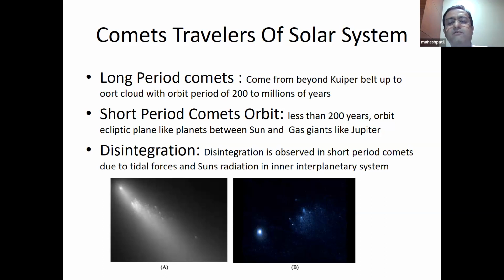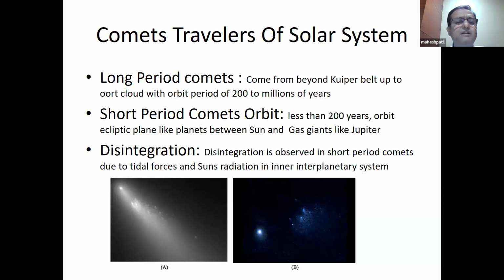They keep revolving within our inner interplanetary system, so they keep visiting us frequently. The classic example is Halley's comet, which visits us every 70 years. Some comets visit at regular intervals of 6 or 7 years. They keep revolving around orbits of Jupiter, Neptune, and the Sun. That's the reason they are called short period comets.